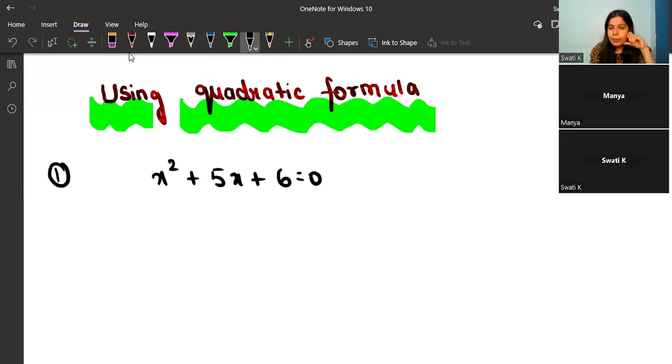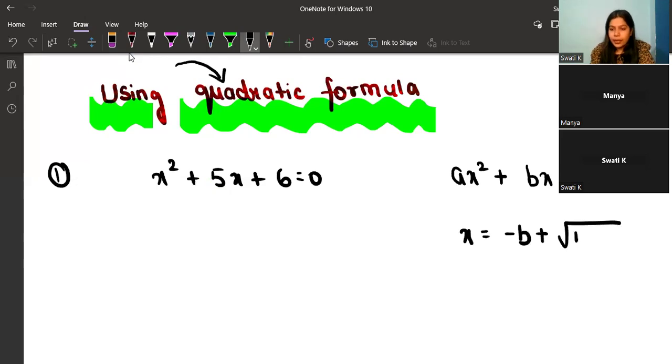So first of all, do you remember the standard form of the quadratic equation that we had written, Manya? Yes. ax squared plus bx plus c equals 0. This was the standard form, right? Now, what is the formula? Whenever they say solve this quadratic equation using the quadratic formula, I'm writing that formula now. The value of x will be given by minus b plus root over b square minus 4ac upon 2a. This is one value of x.